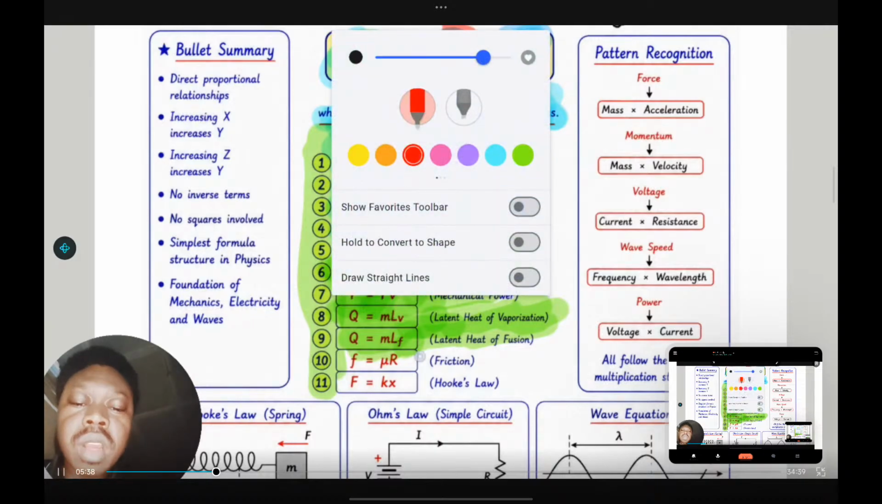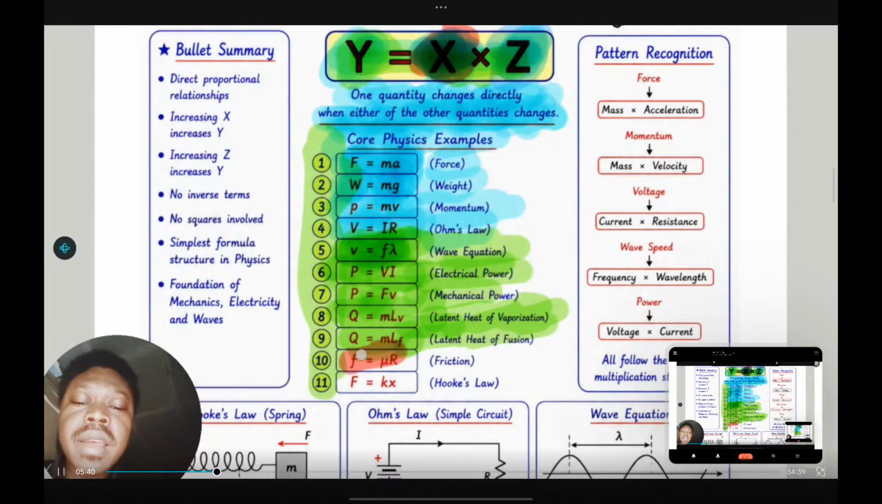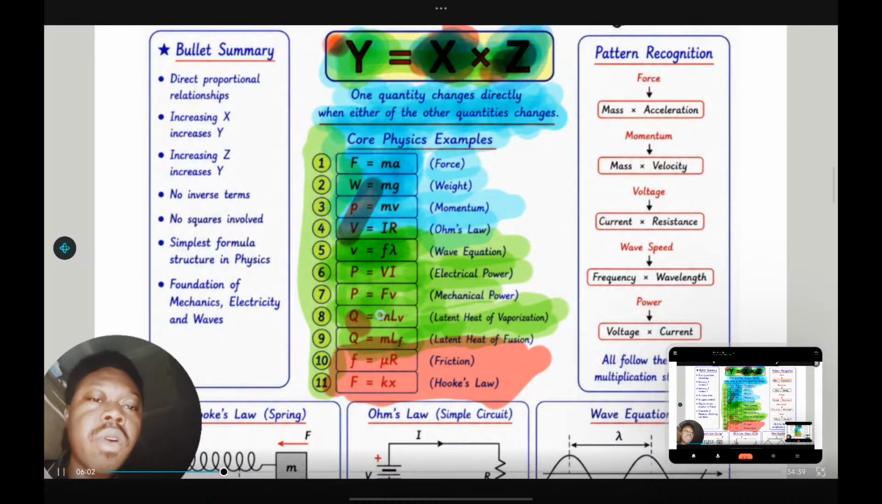Then as we progress, also observe, what do you see here? Frictional force equals mu multiplied by normal reaction. So this is the formula for friction, and for Hooke's law, F equals kx. Can you see the structures of these formulas? So what you need to know is the structure. Once you remember the structure, you can easily recall some of these formulas.